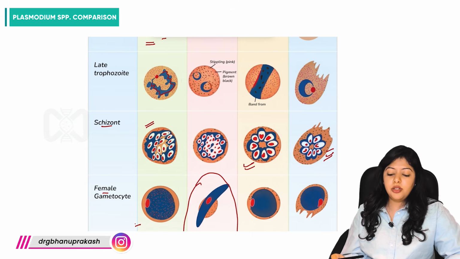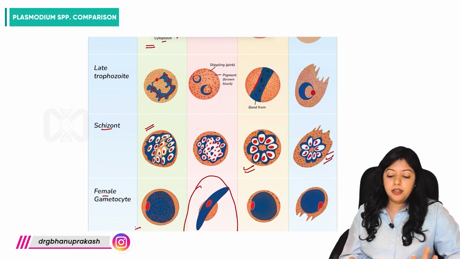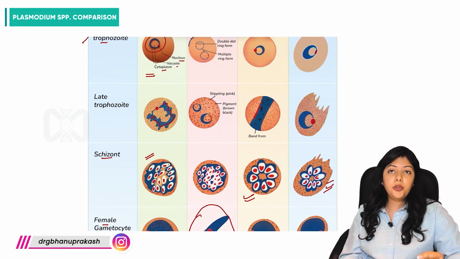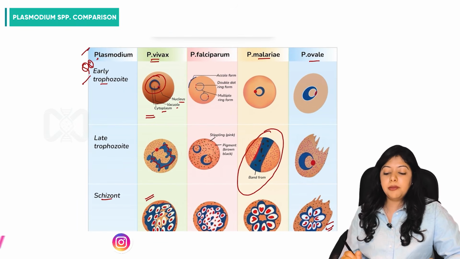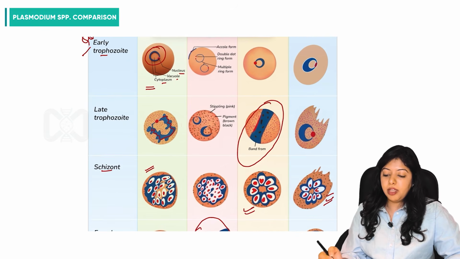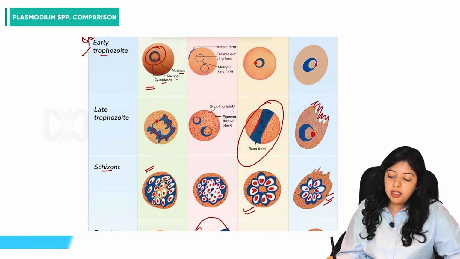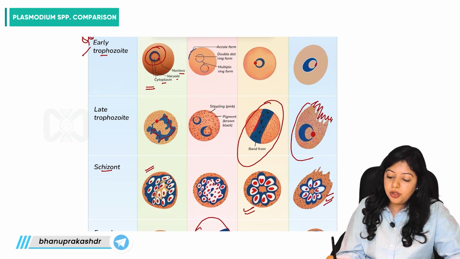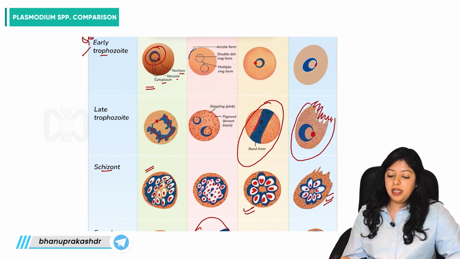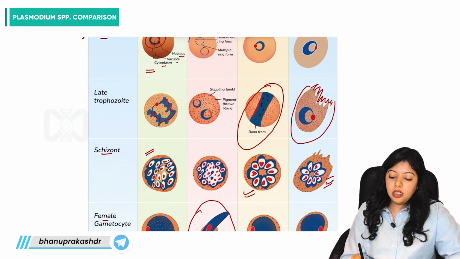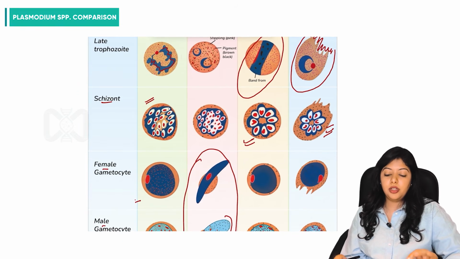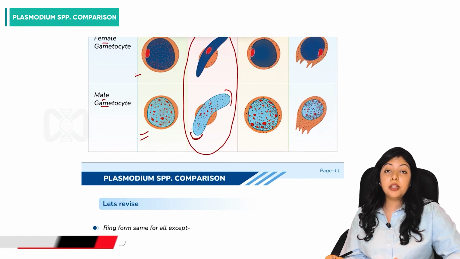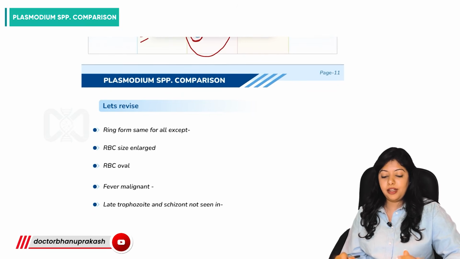Falciparum schizont stage is not seen in peripheral blood, so we do not need to discuss much about it. Band form is seen in Plasmodium malariae, and Plasmodium ovale has fimbriated margins and oval-shaped RBCs. And can you see these multiple dots in all of the stages? We will be talking about these dots in the next section.